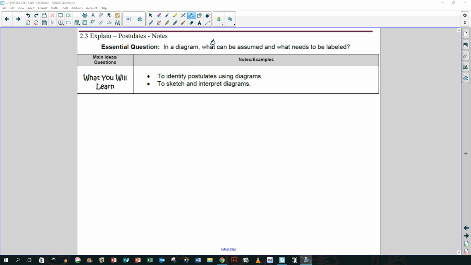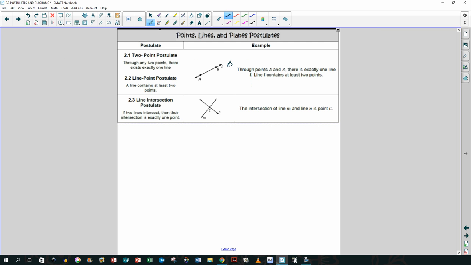We're going to be able to identify some postulates using diagrams, and we're going to be able to sketch and interpret diagrams as well, meaning we're going to be able to draw our own pictures. So the first part is fairly simple because we're just going to be looking at the different postulates. Some of them kind of go forward and backward.